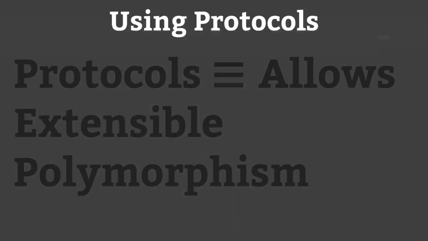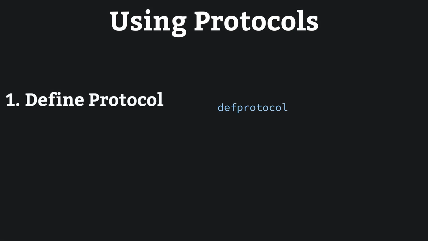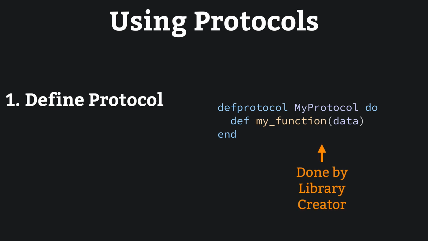Okay, so how do protocols work? Well, in its simplest form, it's a three-step process where you define a protocol using the defprotocol macro, then you give it a meaningful name of your choosing, then in the do block, you add one or more function heads, specifying the name of the function and its parameters, but you leave off the body of the function. Defining a protocol with a defprotocol macro is typically the responsibility of the library creator, not the consumer.